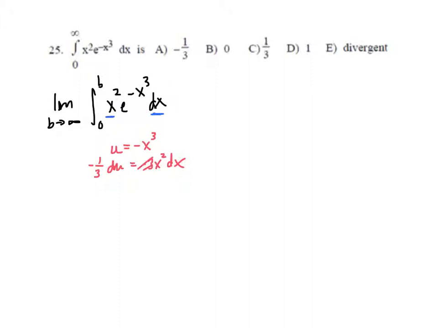So this integral becomes, I'm going to write the integral first. I'll put the limit in at the end. I'm going to have a negative 1/3, I have an e to the u du. And actually I should be rewriting the bounds. I guess it won't matter. They'll still be 0 and b, or 0 and infinity, but by rights I should be rewriting them.